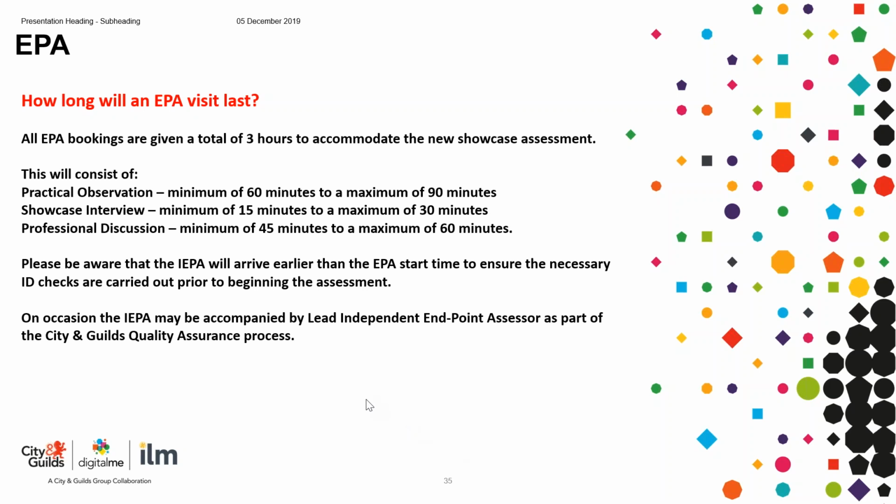Another thing to note, on occasion, our IEPAs may be accompanied by one of us, the 4 lead independent endpoint assessors, and this is part of the City and Guilds quality assurance process. So if you do have an IEPA and 2 of us arrive, please don't worry, and we do explain to the apprentice they're not having 2 independent endpoint assessors that day. The lead is purely there to observe the quality assurance process of that IEPA. To alleviate, we have had times when 2 of us arrived, and there has been thoughts that there's going to be two IEPAs on that day.